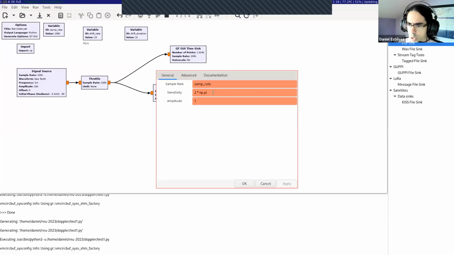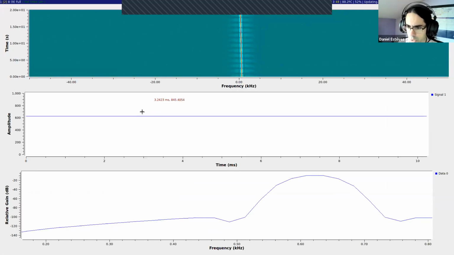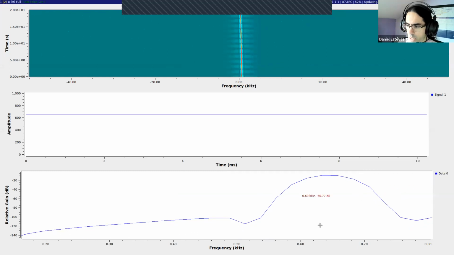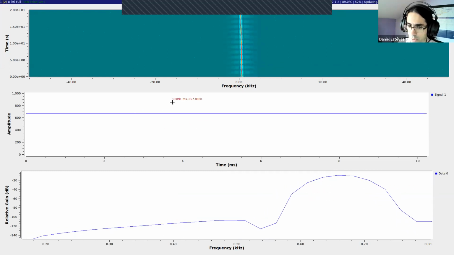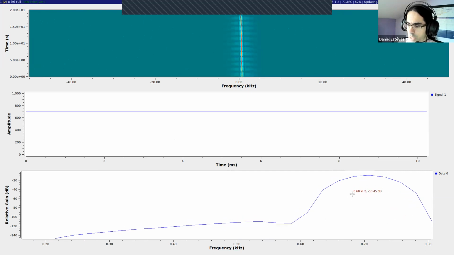Because if you use a wrong sensitivity, then you will see that there is a mismatch between the amplitude here, which is the input of the VCO, and the frequency indication there.